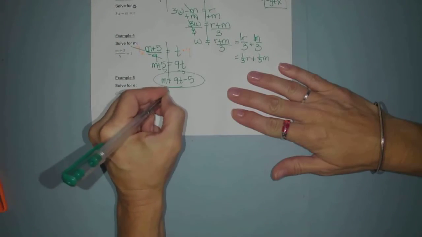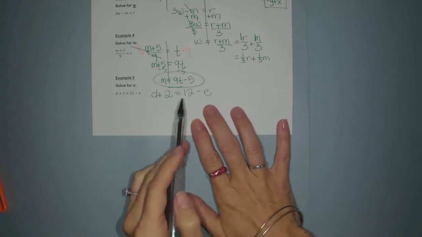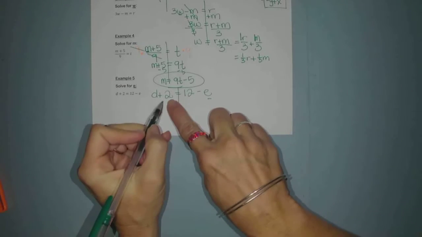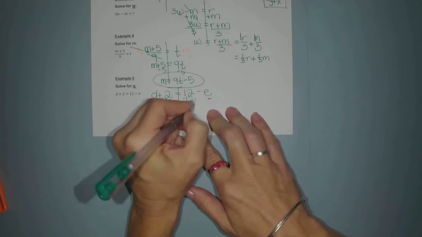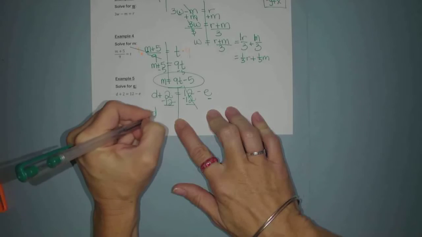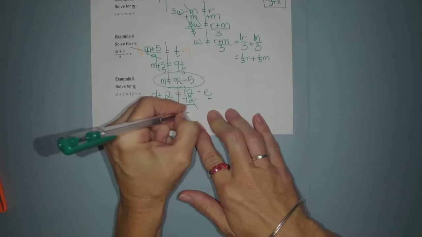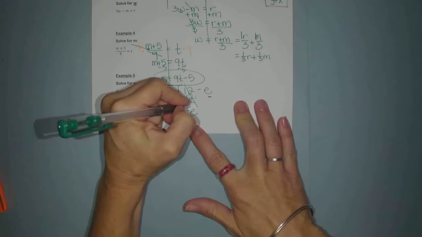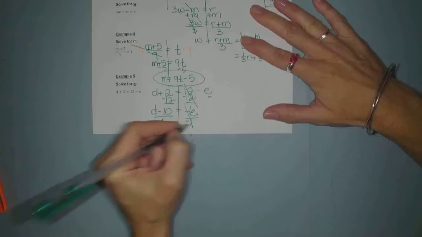And the last one on the front side, solve for e. d plus 2 equals 12 minus e. Well, I'm solving for e. Here's e. So my first step will be to move the 12 over to the left. So I'm going to subtract 12, cancel. So this gives me d minus 10, when I take 2 minus 12, equals negative e. But I don't want negative e, I want positive e. So I'm going to divide both sides by -1.